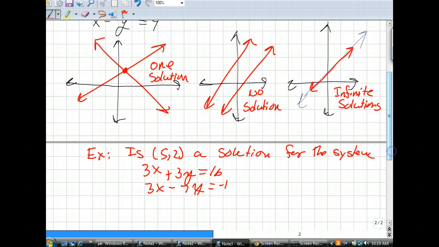Well, if it's a solution, it has to make both of them true. So if I put 5 in for x and 2 in for y, does it make the first one true? No, because this is 15 plus 6, and that's definitely not equal to 16. So I know if it doesn't work in one, it's not a solution for the system. In order for it to be a solution, it must work in both equations.